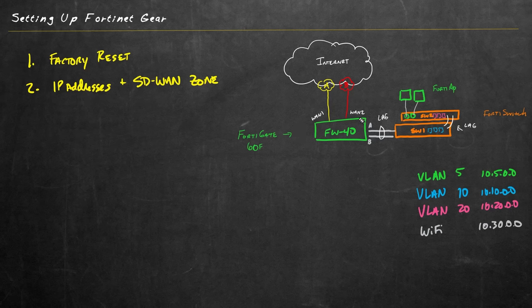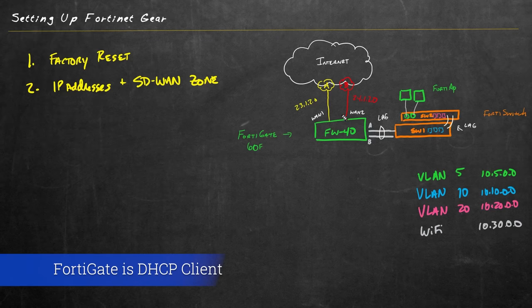And as far as IP addressing goes for the FortiGate, these two interfaces here are going to be assigned dynamically an IP address from our service providers. So here in my lab, I've set this up as 23.1.2.0, and the second WAN provider I set up as 24.1.2.0. And so each of these interfaces will get an IP address from those respective ranges here in my lab.